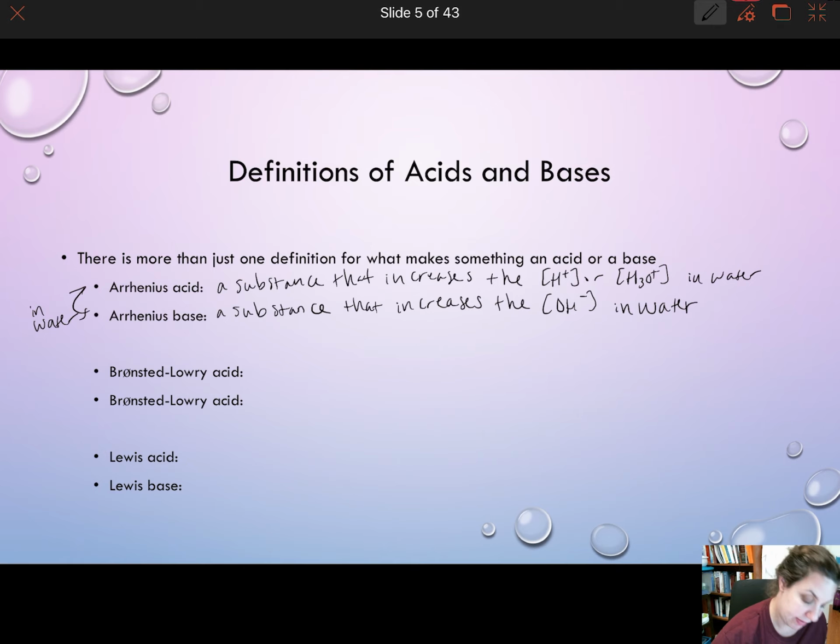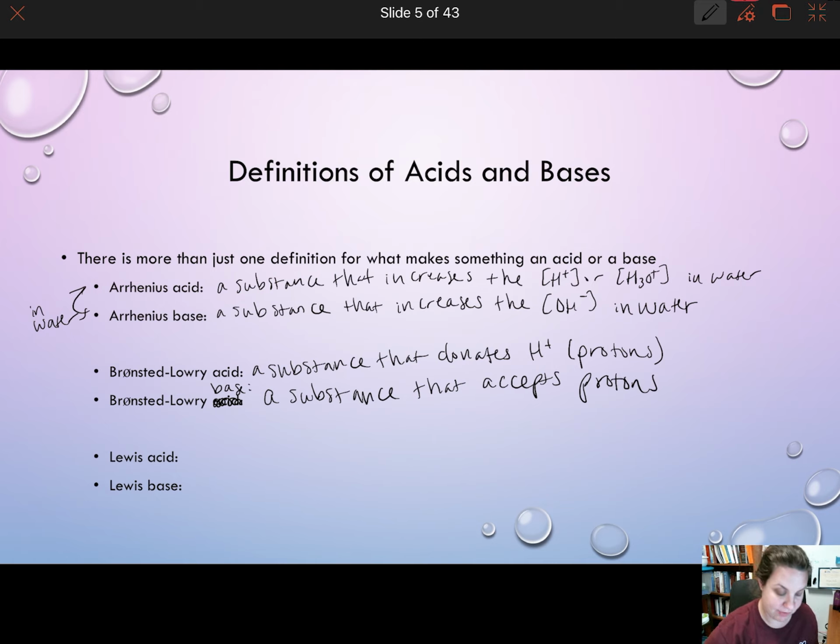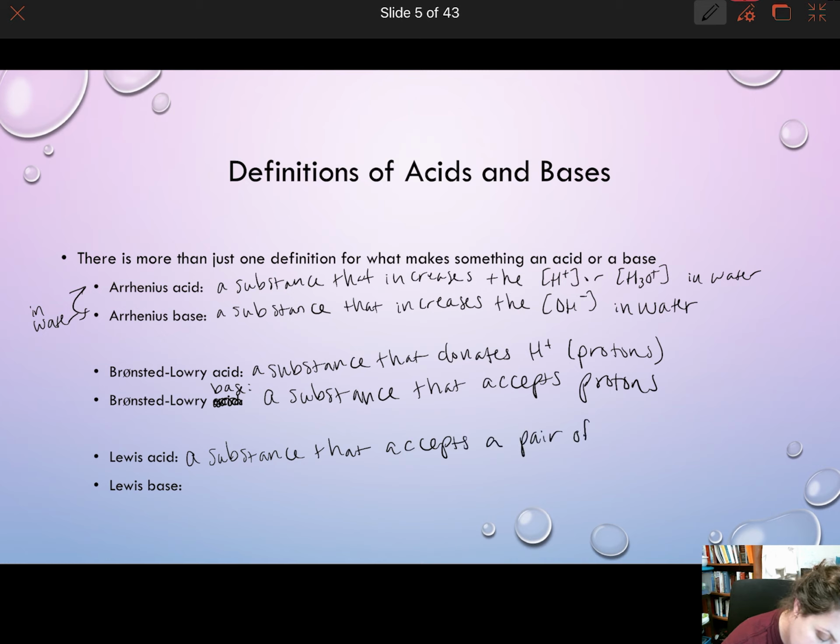If we have a Bronsted-Lowry acid, this is a substance that donates H plus ions or protons. And then a Bronsted-Lowry base is a substance that accepts protons. Okay, and then our last definition is the Lewis acid and Lewis base. A Lewis acid is a substance that accepts a pair of electrons. Well, a Lewis base is a substance that donates a pair of electrons.